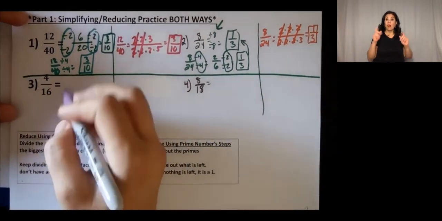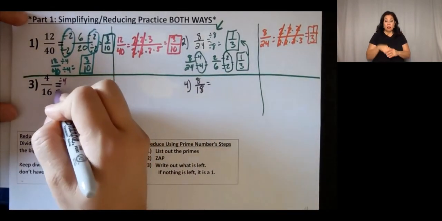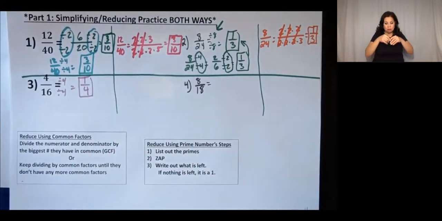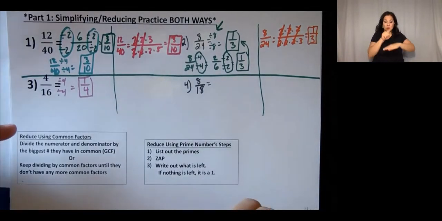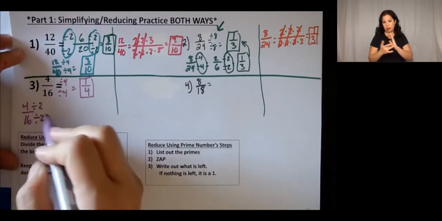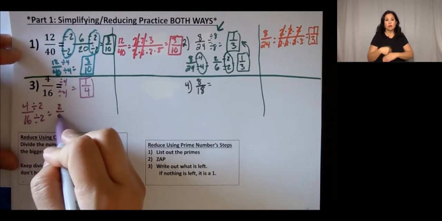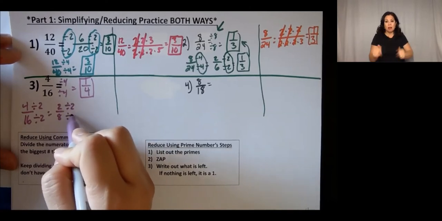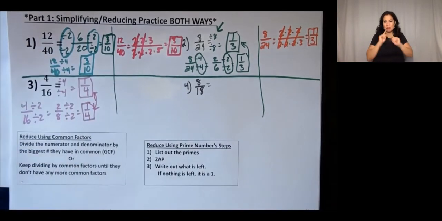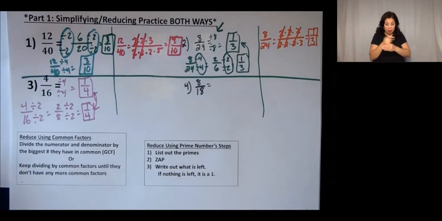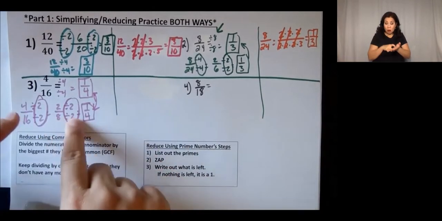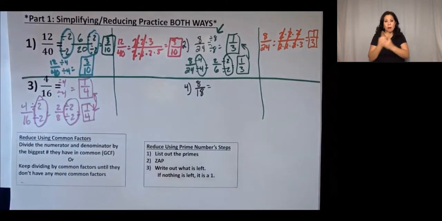All right, so for 4, I know that if I divide by 4 top and bottom, that's the biggest one they have in common, and I get 1/4. All right, if you divided by 2, I'm just showing you a different way in case you went that route. If you divided by 2, you would have had 2/8. Divided by 2 again, you would have gotten 1/4, right, the same. As long as you're doing the math correct, you'll get the same answer, even if it means you have to do multiple steps. And again, here, look, I divided by 2, divided by 2, 2 times 2 is 4, which was the biggest one they had in common.